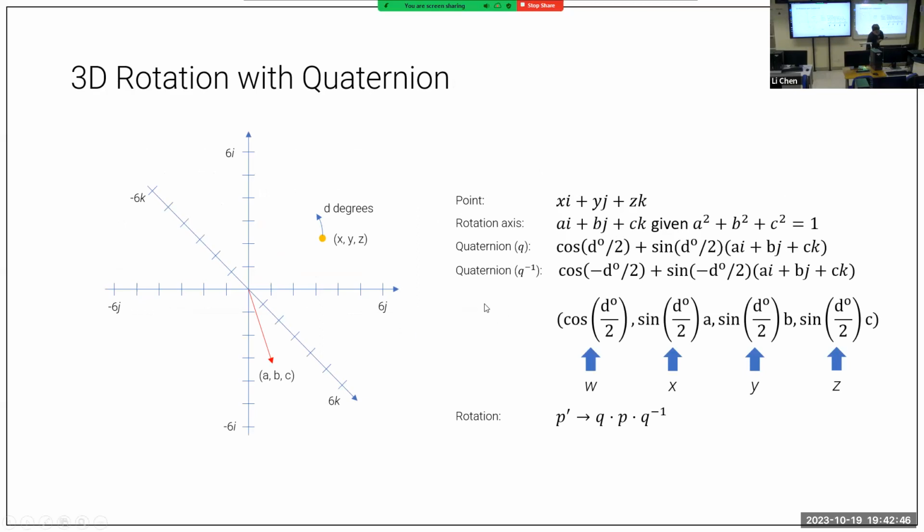So back to the topic, why do we want to divide D by 2? The most straightforward and simplest answer is that when we do the rotation of P, we have to use Q times P and then times Q to the minus 1. This is basically the inverse of Q. Why do we want to do this? Because otherwise you will basically have D times D.